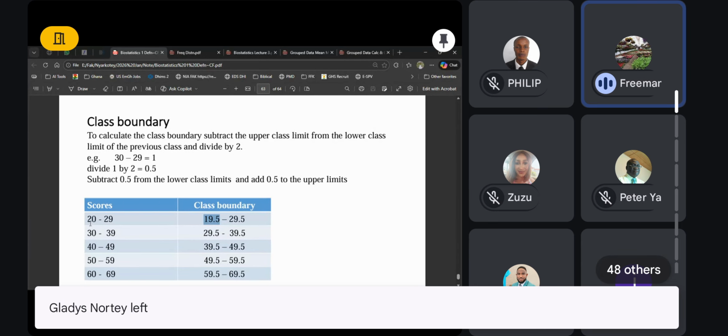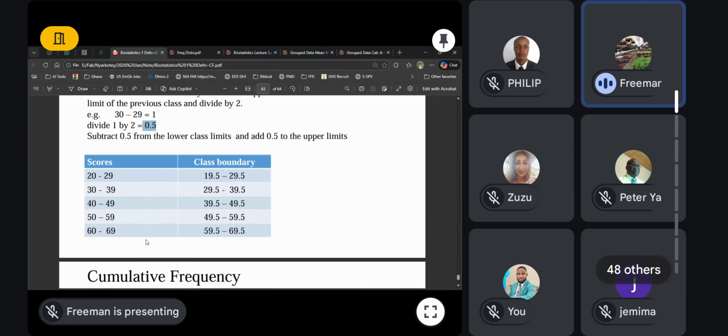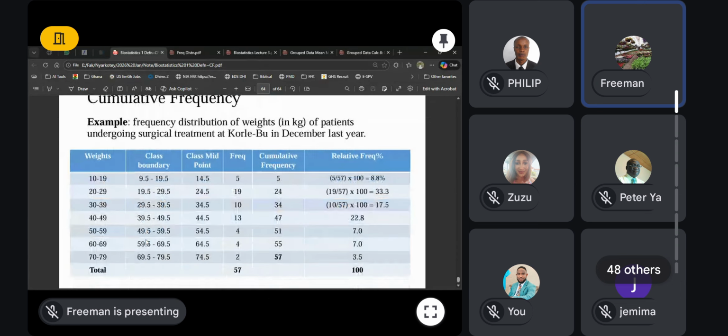So once again, if the class size is not uniform, you have to do the same thing for all of them. But this one, we have uniform class size. So the moment you get your 0.5, add to the right side, subtract to the left side, and you are gone.